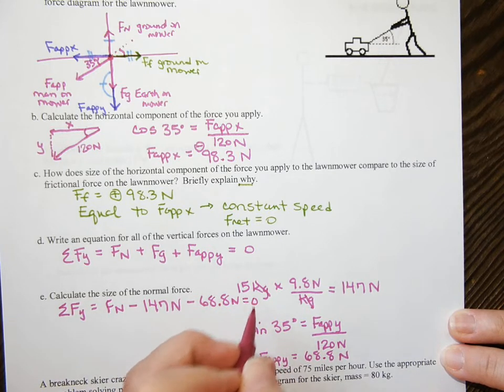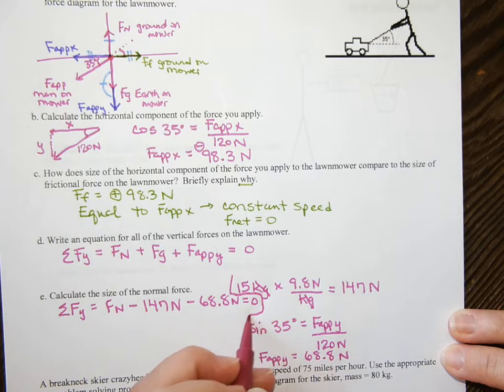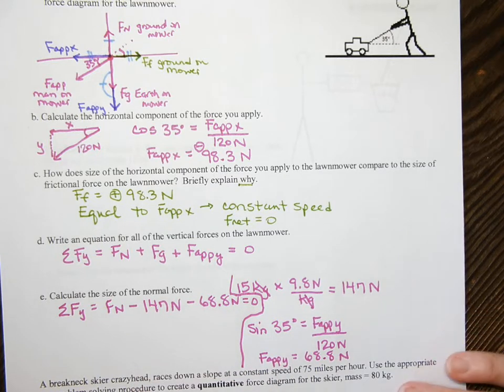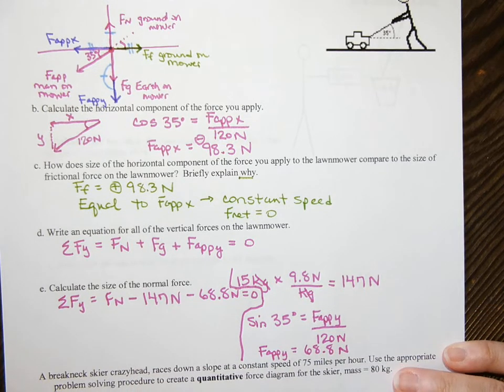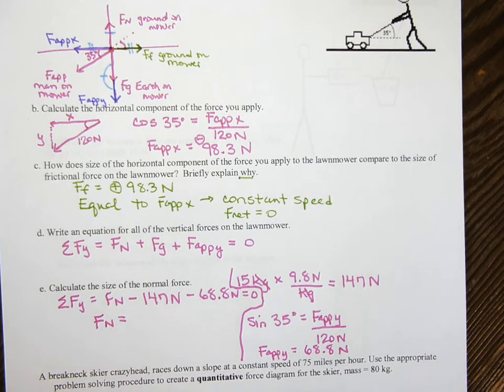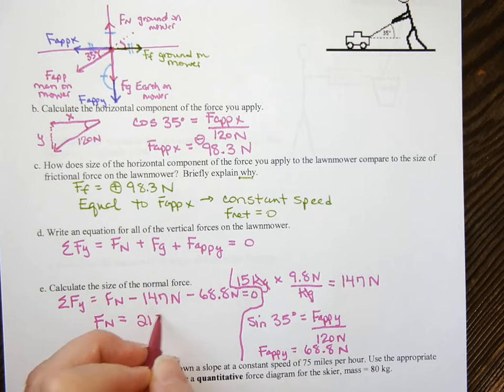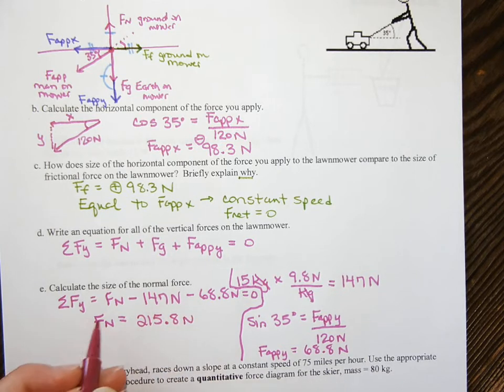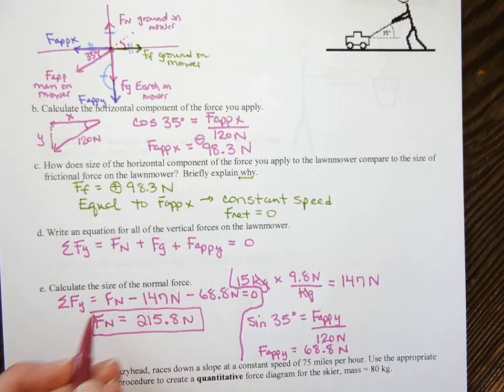I'm running out of room here, sorry. I'll draw you a little line right there. So now I've got my equation set up. I just need to isolate the normal force. I'm going to add these two onto the opposite side. And what you end up with is the normal force is equal to 147 plus 68.8 newtons. You get a total of 215.8 newtons for your normal force.